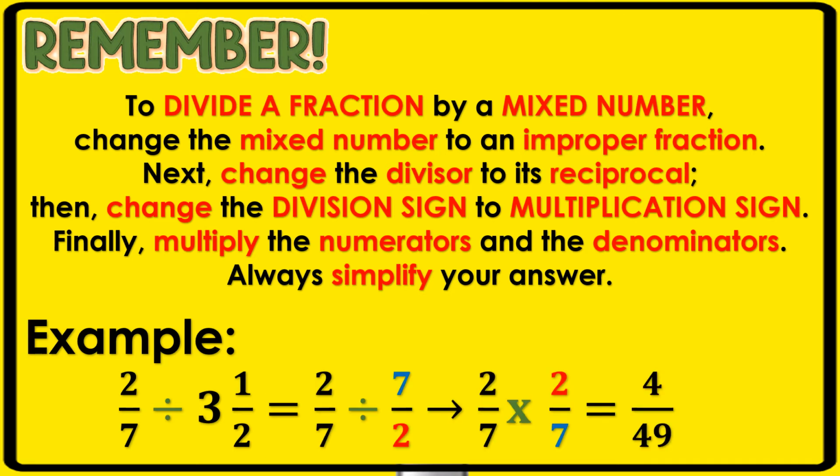Change 3 1/2 to an improper fraction because we cannot do the operation with a fraction and a mixed number. 3 1/2 becomes 7/2. So we have 2/7 divided by 7/2. Change 7/2 to its reciprocal, which is 2/7. Change the division sign to multiplication sign. Now we have 2/7 times 2/7 equals 4/49.